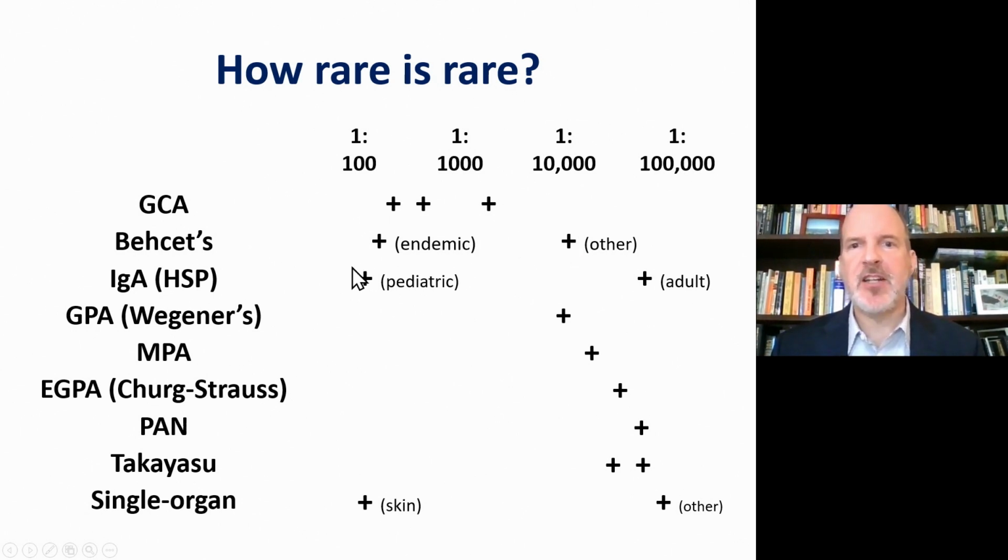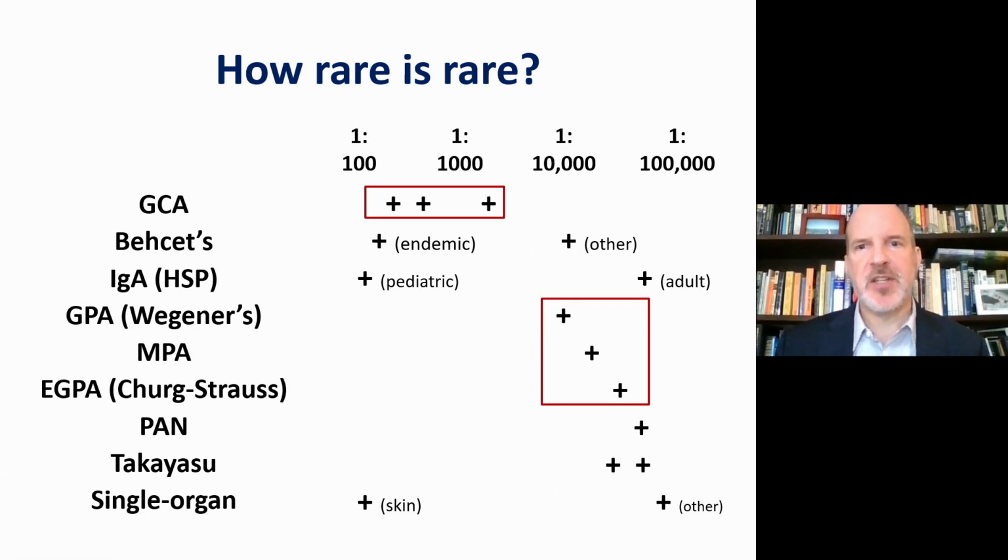we see it. IgA vasculitis, formerly known as Henoch-Schönlein purpura, is quite common in children, rare, but we see it in adults. The ANCA diseases are all on the uncommon side of things, but 1 in 10,000 overall. Polyarteritis nodosa and Takayasu's are among the least, and single organ disease in the skin is quite common, in other organ systems quite rare. These are the ones I'm going to talk about today.